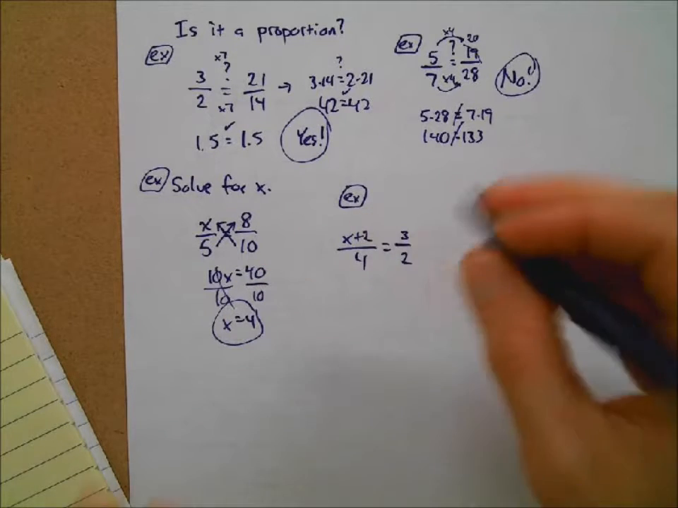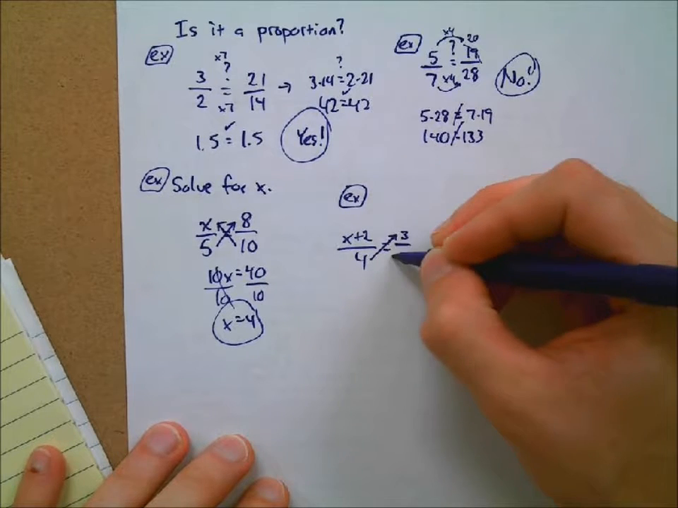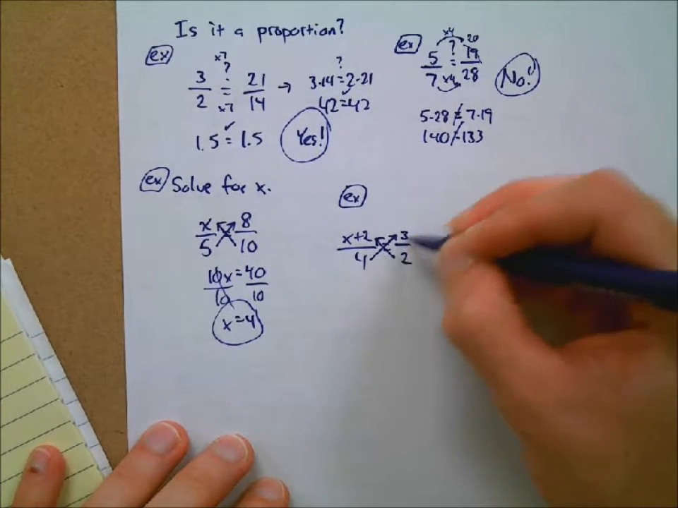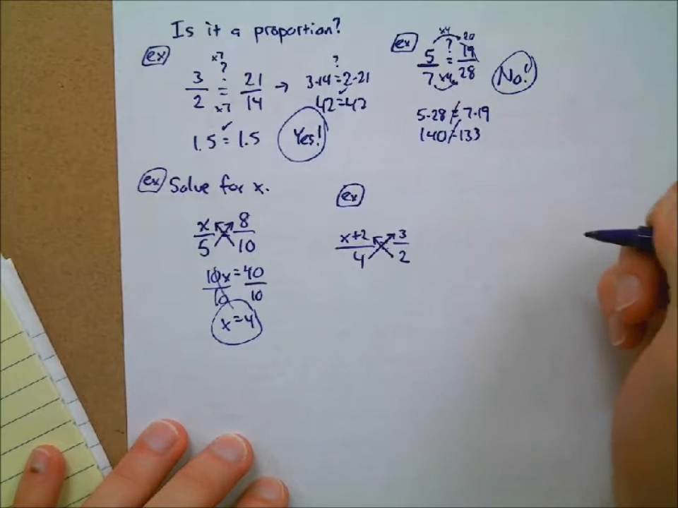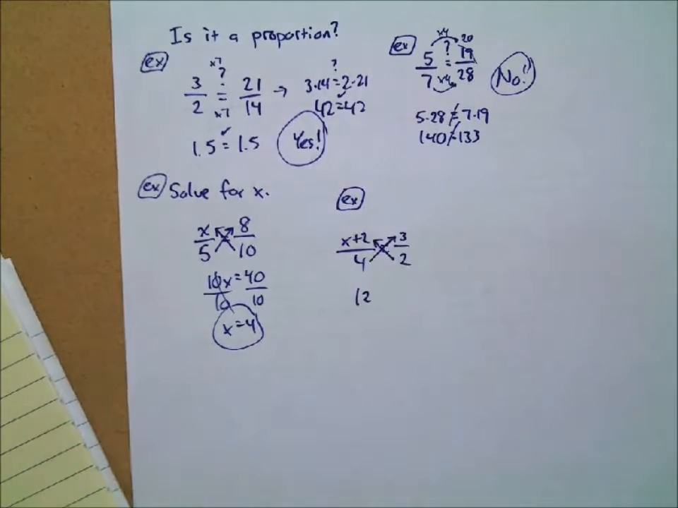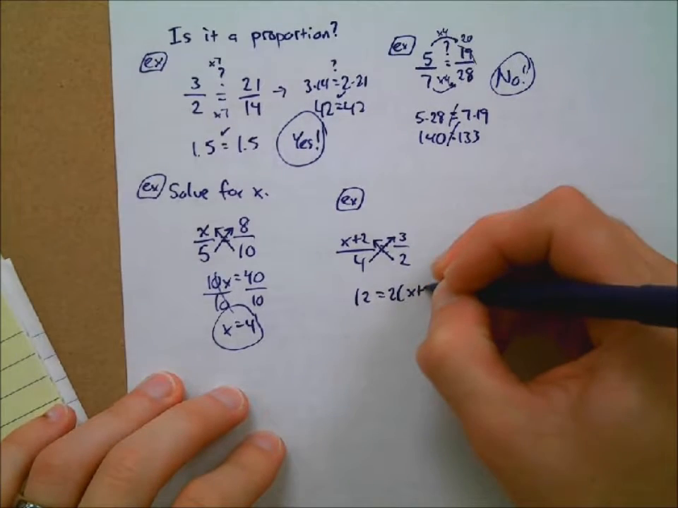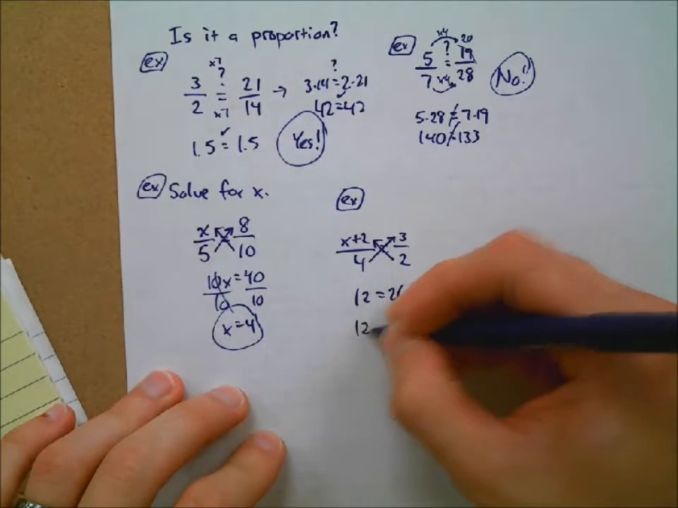Cross multiply, right? You can cross multiply here. 4 times 3 and then 2 times x plus 2. What's 4 times 3? 12. And then 2 times x plus 2. When I multiply the 2 times x plus 2, 2 will multiply to what? The 2 and the x. It distributes. The 2 is going to distribute to both things. So it's 2 times x plus 2, which is then 2x plus 4.